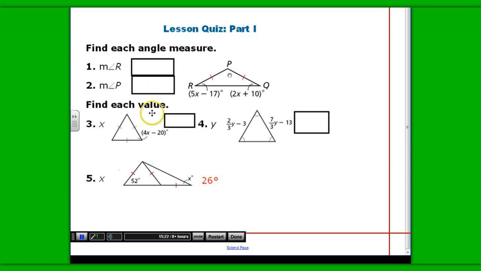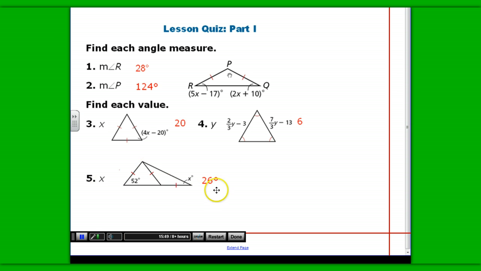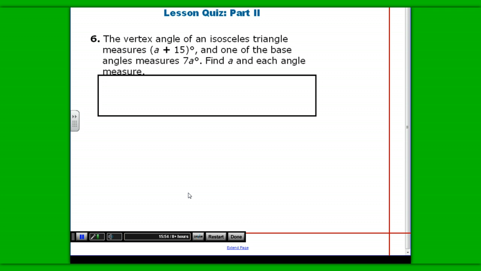All right, if you're back, the measure of angle R must be 28 degrees. The measure of angle P then is 124 degrees. And we have this equilateral, equiangular triangle, and we're trying to find x here. X equals 20. 80 minus 20 is 60, right? And in this case, we're trying to find y, and y equals 6. And this one, the answer was uncovered. So you have it. Okay, how about here?